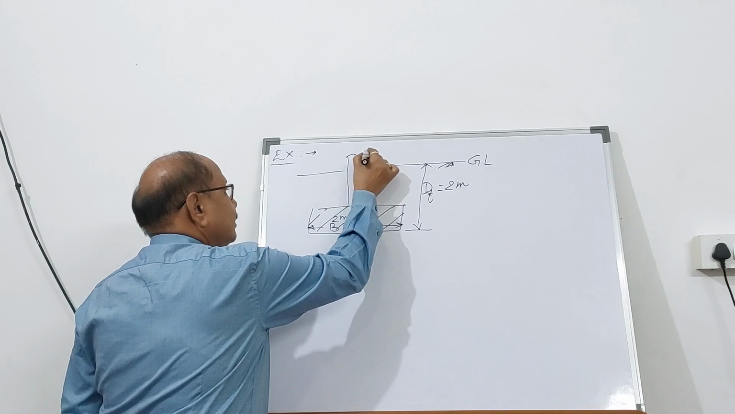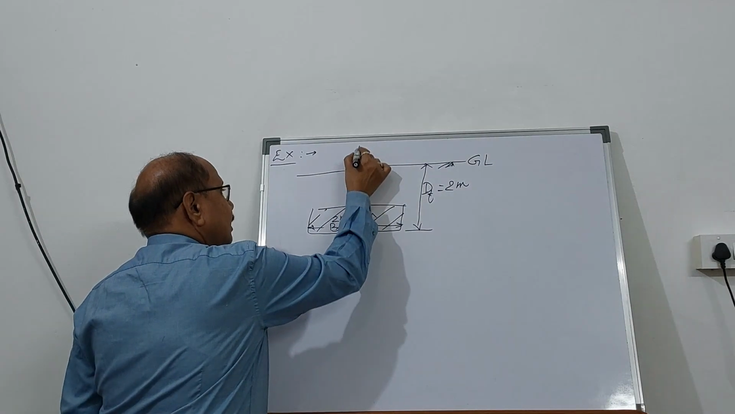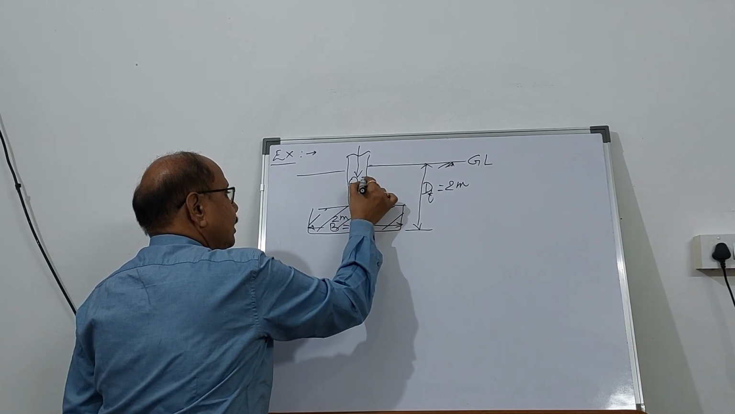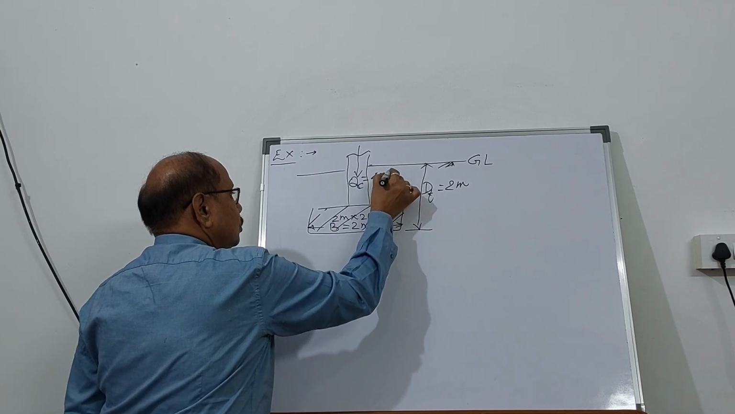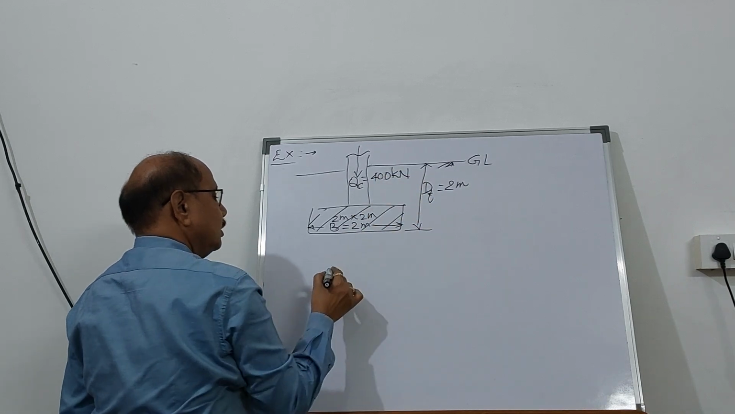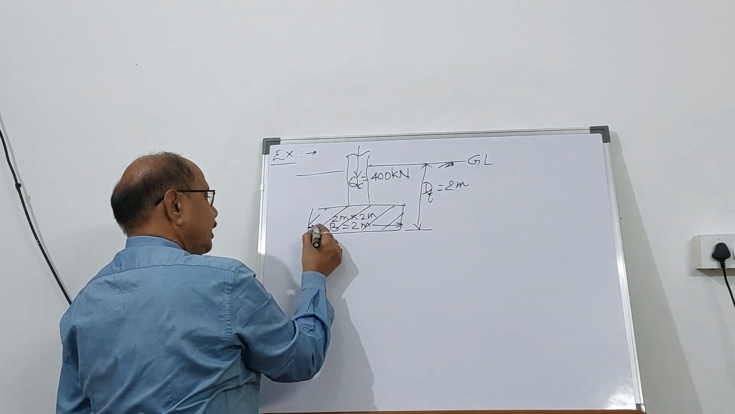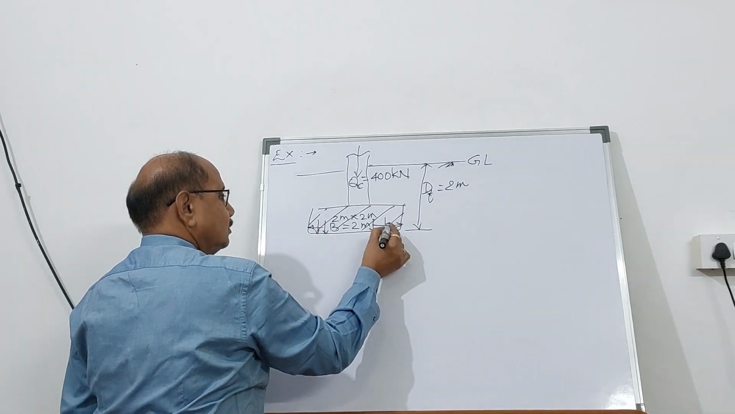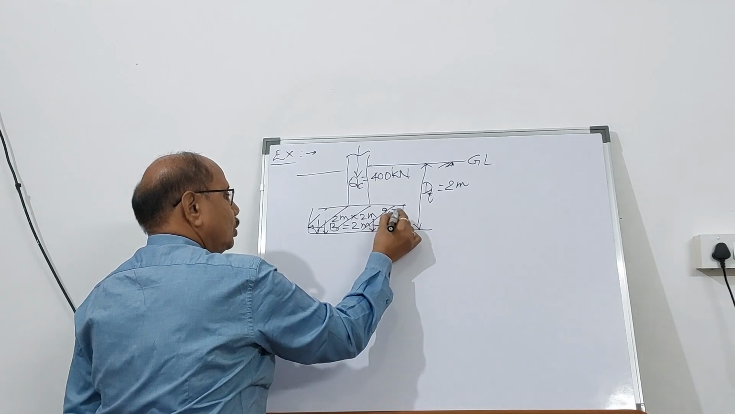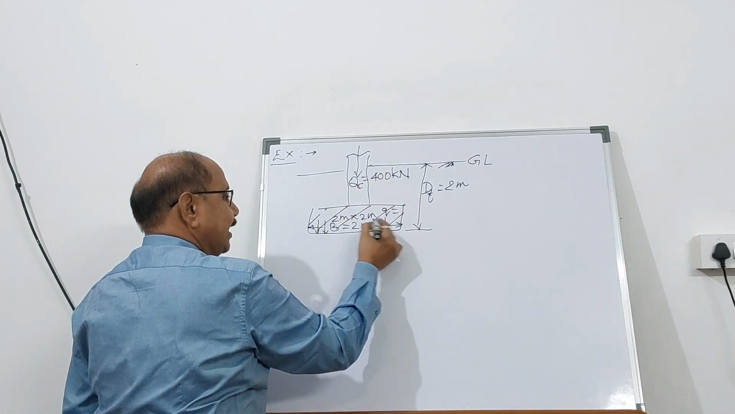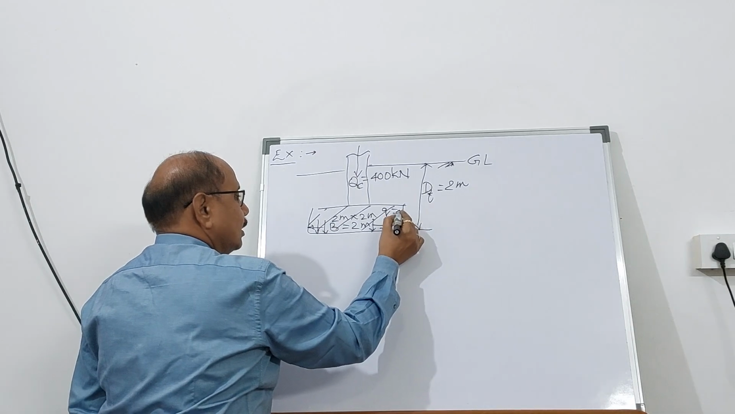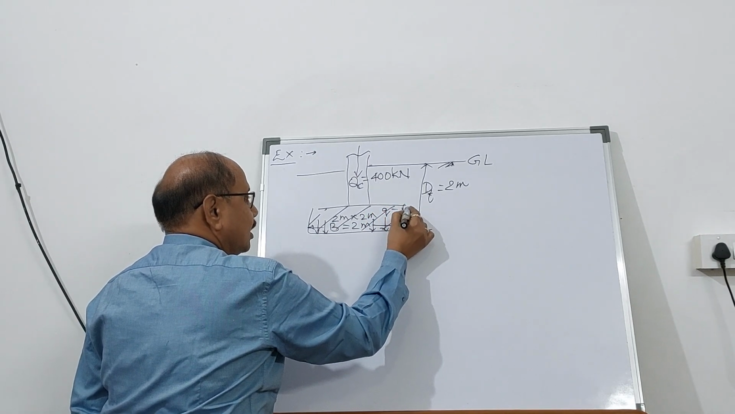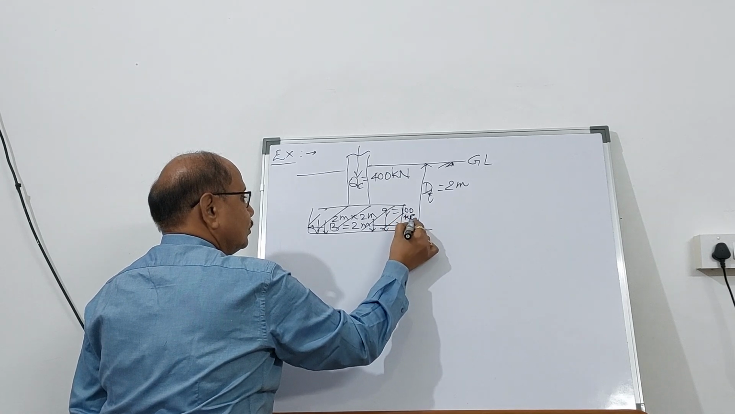This square footing is carrying a load through the column, Qc equal to 400 kilonewton. That means the intensity of loading over the footing, q, equal to Qc divided by area of the footing, that is 400 divided by 4, so it becomes 100 kilopascal.